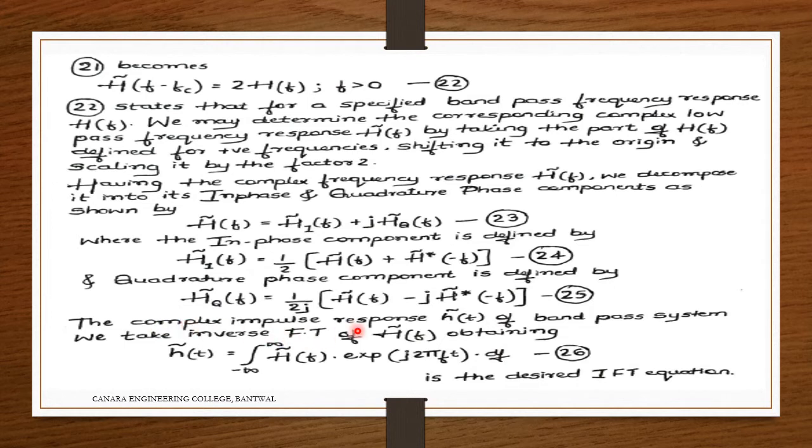Now, for the complex impulse response H cap of t of a band pass system, we take the inverse Fourier transform of H cap of f, that is, H cap of t is equal to the integral from minus infinity to plus infinity of capital H cap of f times exponential of j 2 pi f t df, and this is the desired H cap of t. That's the inverse Fourier transform. So what we are doing here, we take only the real part of the equations, and we try to represent it in terms of an in phase component and also in terms of the quadrature phase component. So that's the advantage here. We can get only the required component, so we can eliminate the unwanted negative components.